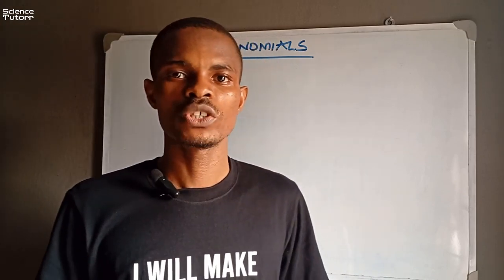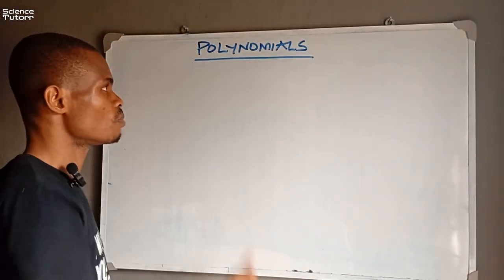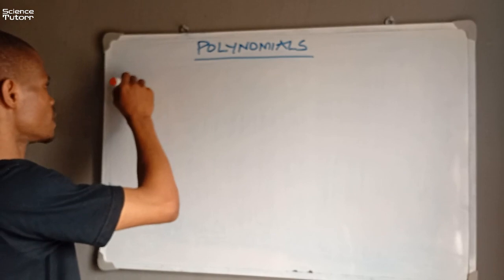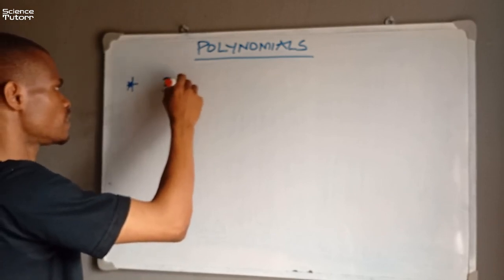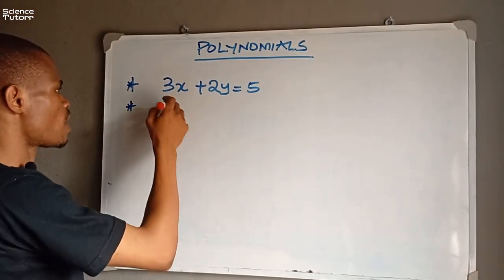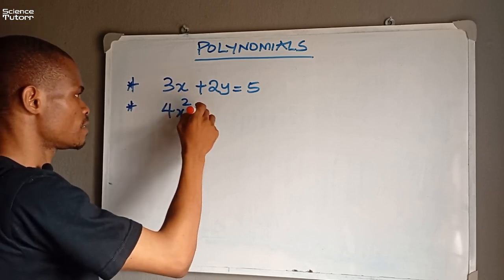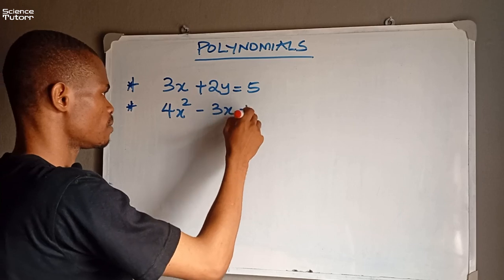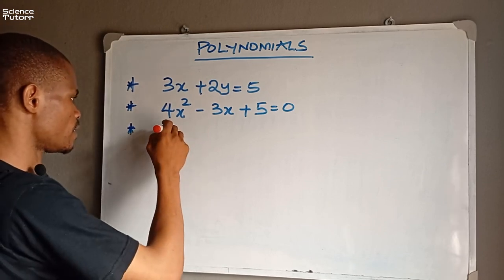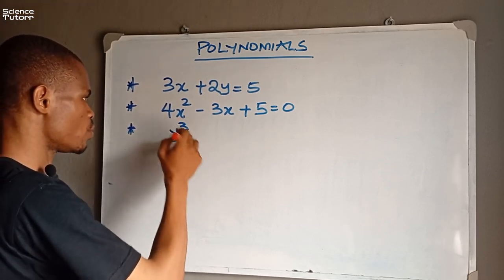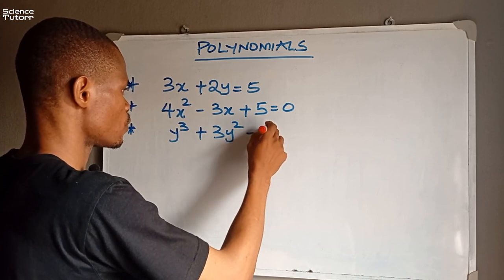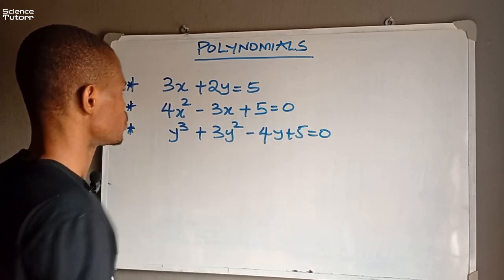Welcome. In this video, we shall be focusing on the topic polynomials and types of equations. As stated on the board, we have a series of examples. Let's consider the equation 3x plus 2y equals 5. We also have 4x squared minus 3x plus 5 equals 0. Then thirdly, let's consider y cubed plus 3y squared minus 4y plus 5 equals 0.